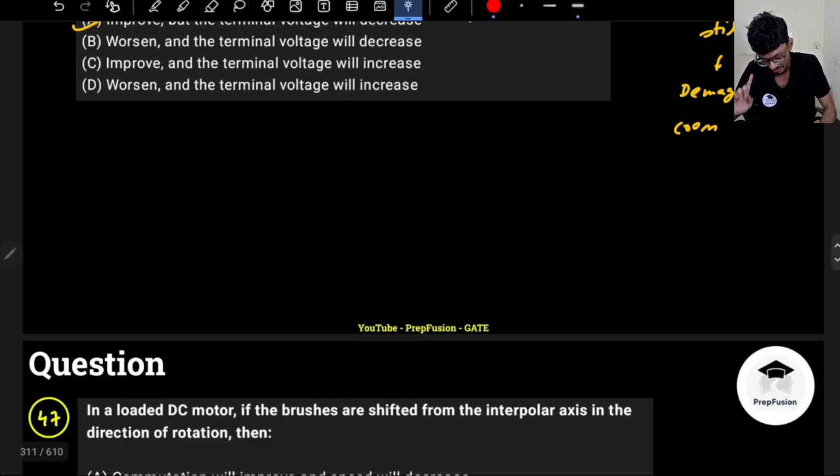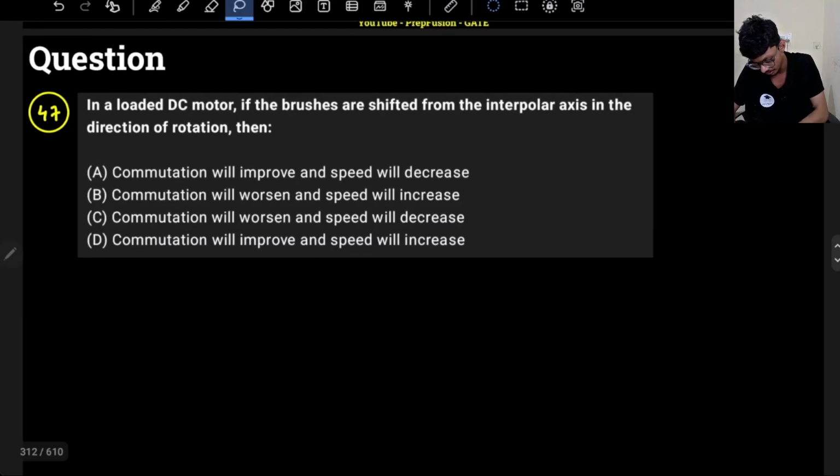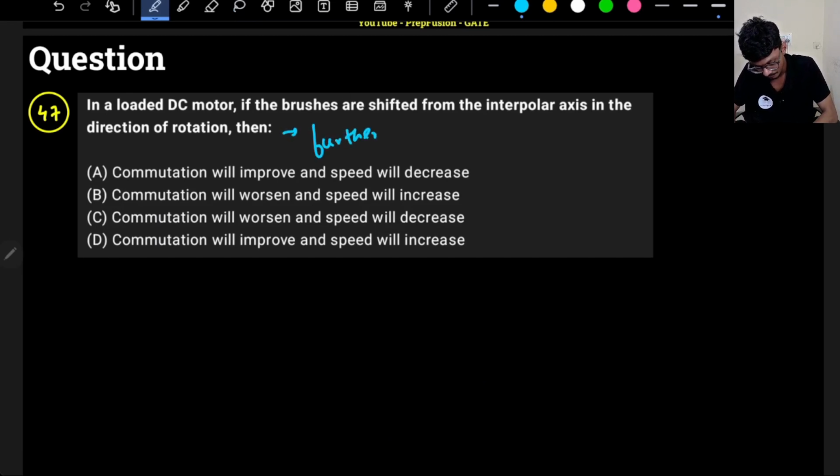So in case of a DC motor, if the brushes are shifted in the direction of rotation, then I know my MNA actually shifts opposite to the direction of rotation. So I am moving further away from the MNA. That means commutation will further worsen. So commutation will worsen. What will happen to the speed?